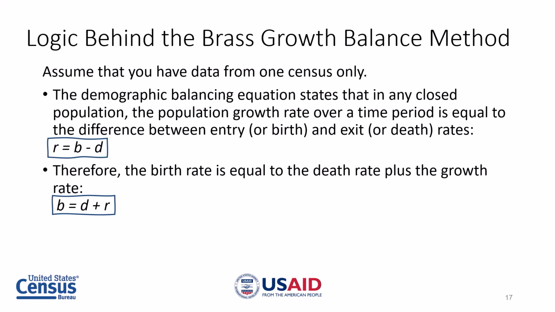The demographic balancing equation states that in any population, population change over a defined time period is equal to the balance between entries in the population and exits from it. The same is true of rates of change. So the growth rate R is equal to the difference between the entry rate and the exit rate. If there is no migration, entries will be births and exits will be deaths, so that the birth rate B is equal to the death rate D plus the growth rate R.